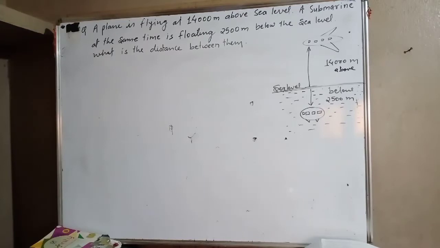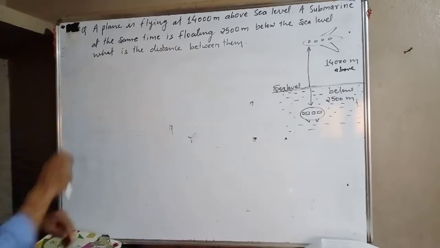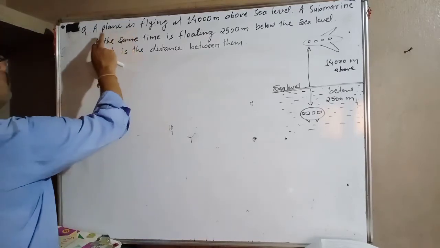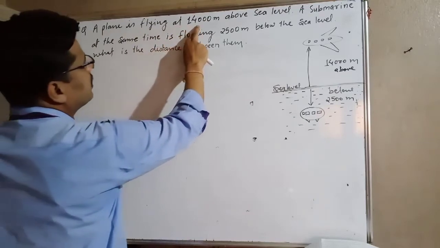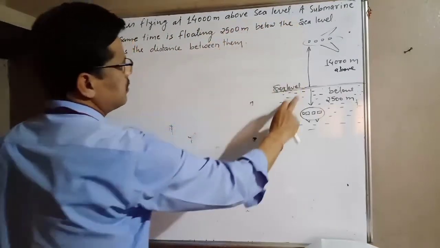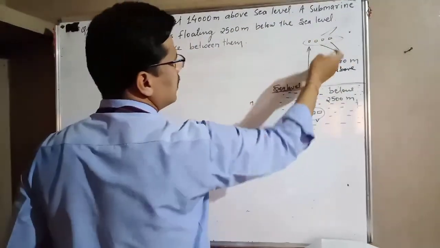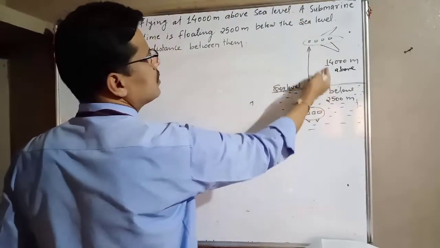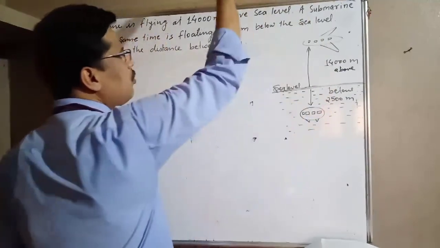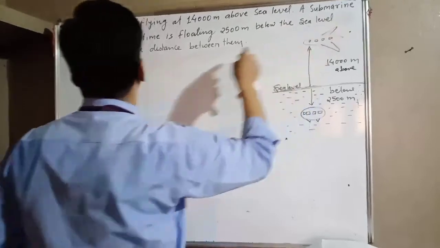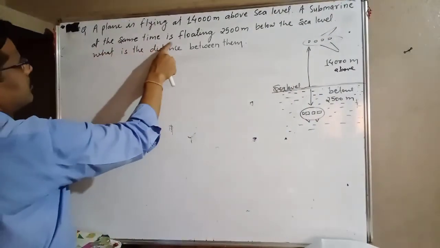Now in this word problem, a plane is flying at 14,000 meters above sea level. This is sea level and this is the plane flying above the sea level, समुद्र के ऊपर.